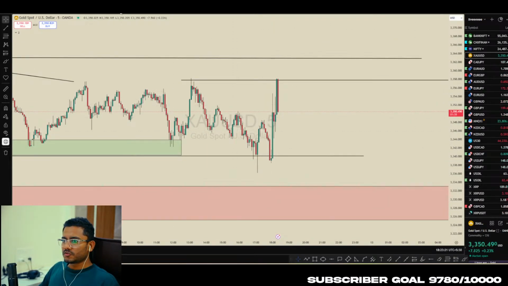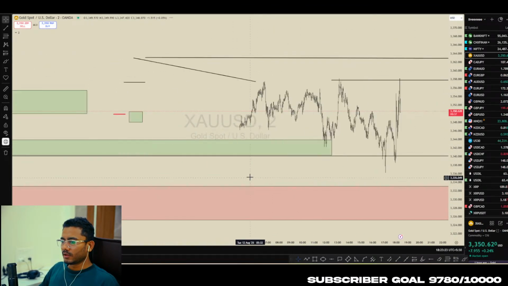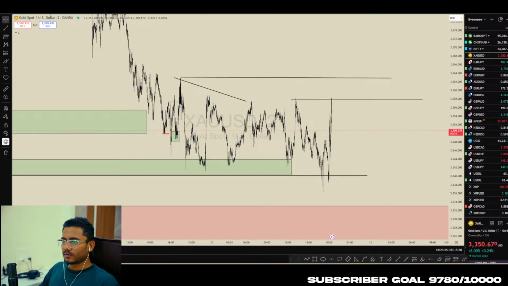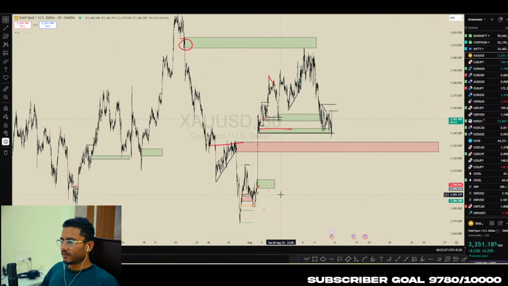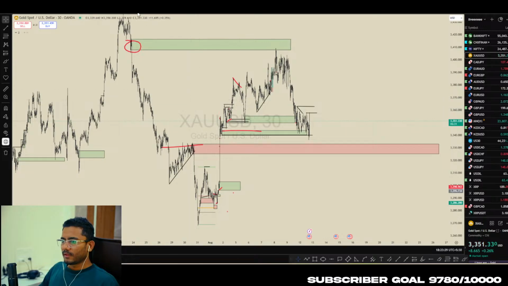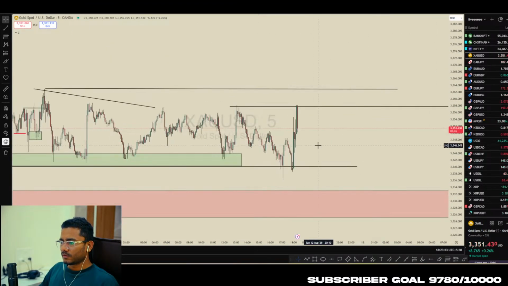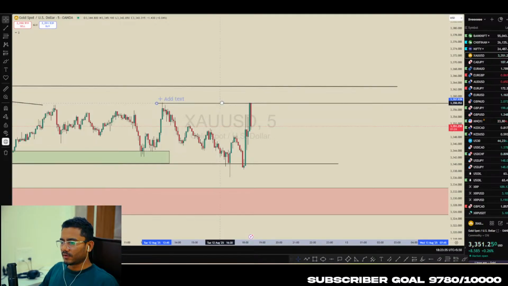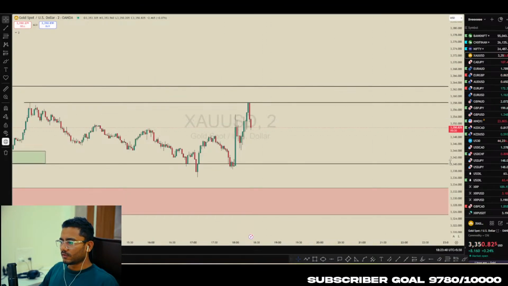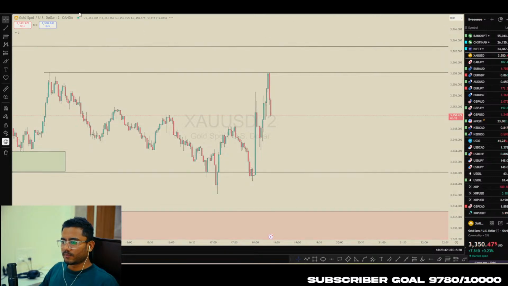So I'm waiting for price to break the structure. Like we have this liquidity sweep. If you look at 30 minutes, we have this liquidity sweep. And I want price to break this strong high, which is this one. Like it has created this equal high, but I'm still waiting for price to break this high also. And this is where I'm waiting for price to tap.